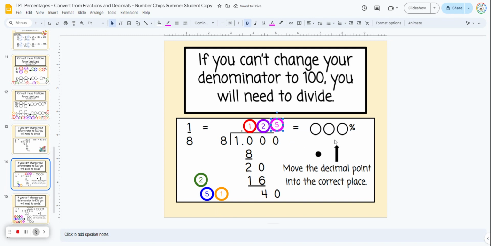We're going to convert that to a percentage by moving the decimal point 2 places to the right. That will give us 12. And then we're going to move that decimal point here, 12.5%.